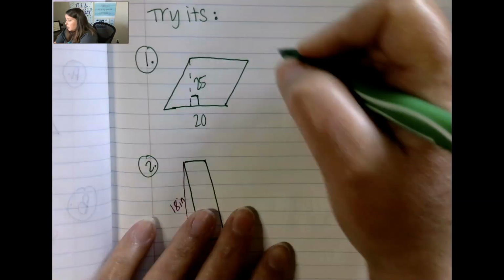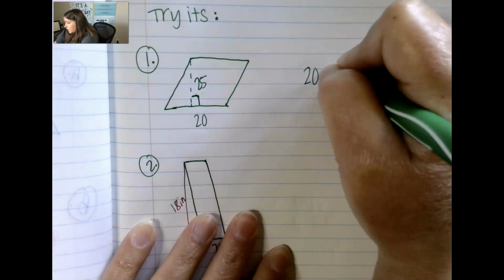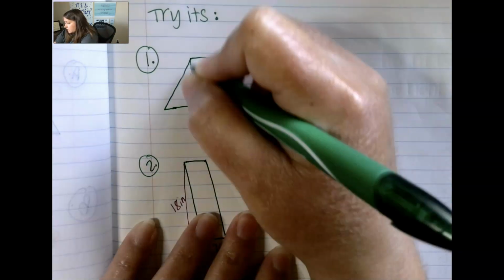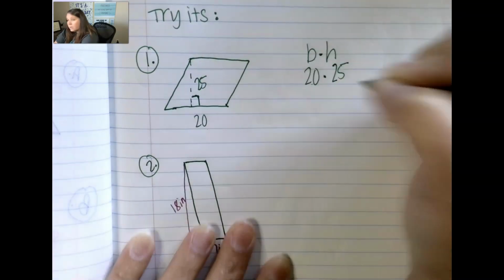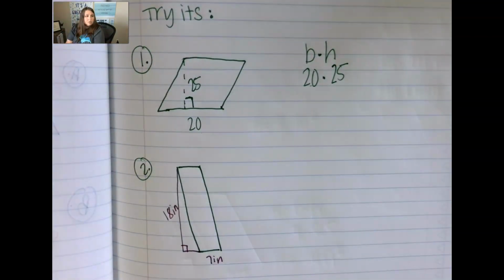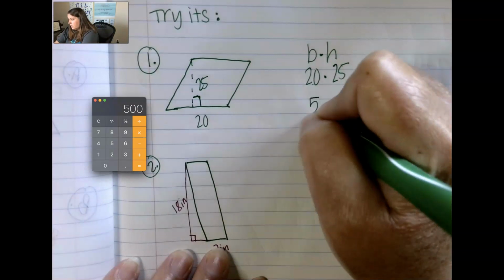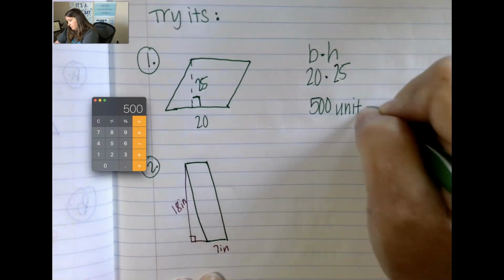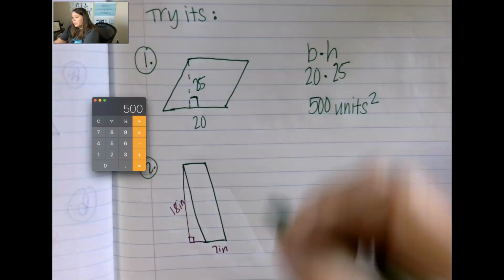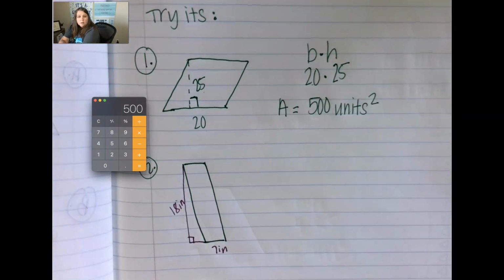All right, so we have the height. The base is 20 times the height, which is 25, because here's the right angle. And so base times height. 20 times 25, we can just pull our handy dandy calculator right over. 20 times 25 gives us 500. It doesn't give us a measurement, so we're going to write units squared. So area equals 500 units squared.